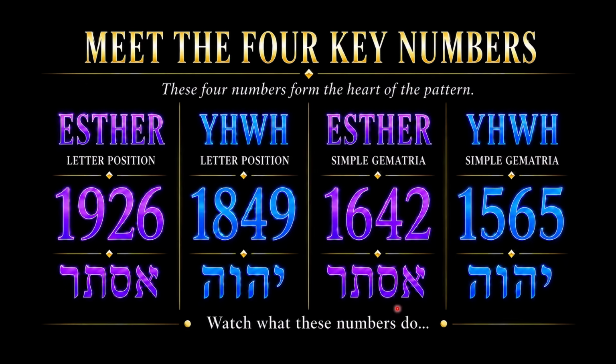The simple gematria numbers for the Hebrew name Esther are 1642. Aleph is 1, Samach is 6, Tav is 4, and Resh is 2. Hebrew is read from right to left, so the numerical values of its letters are calculated in that order, producing 1642. The simple gematria numbers for God's name are 1565. Yud is 1, He is 5, Vav is 6, and He is 5. Now watch what these numbers do. This is where the structure becomes truly remarkable.